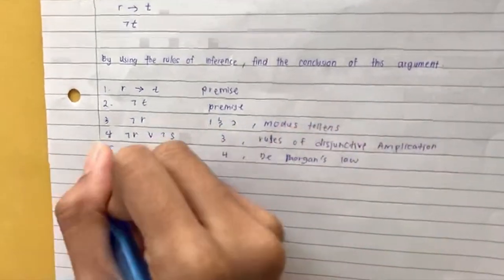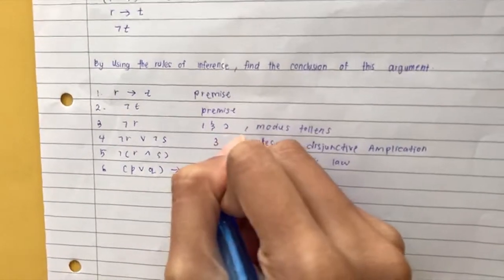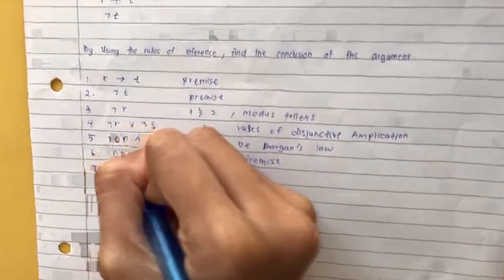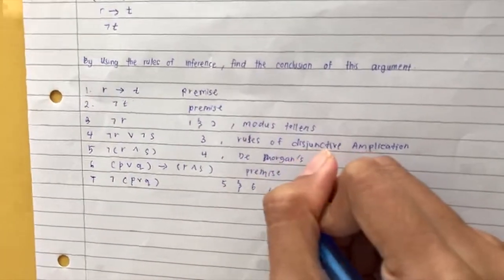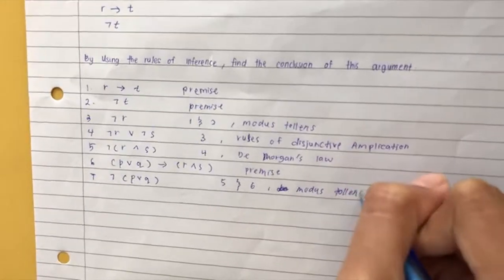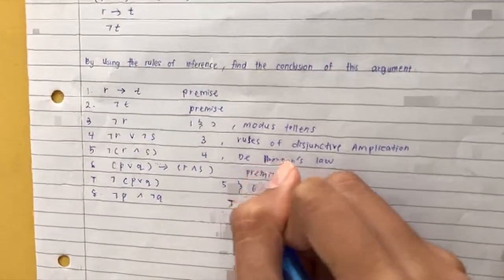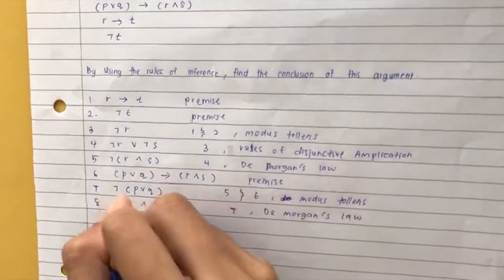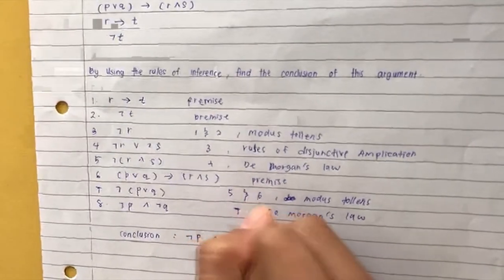Then number 6 is P or Q implies R and S, which is a premise. And number 7 is not (P or Q), from number 5 and 6 by using modus tollens. Number 8 is not P and not Q, from number 7 and De Morgan's law. So the answer for the conclusion is not P and not Q.